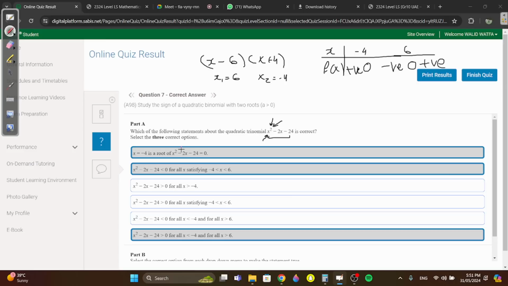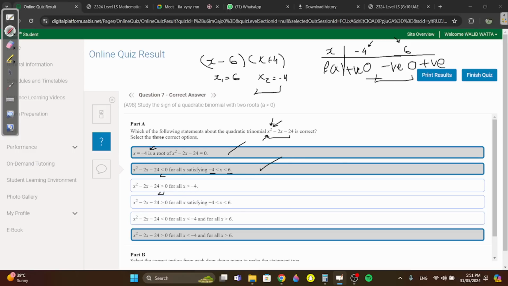Okay, let's see here now. Is x equals minus 4 a root? Yes, it is. Okay, when is it less than 0? It's less than 0 in between minus 4 and 6. Let's see. Is it less than 0 between minus 4 and 6? In between minus 4 and 6, yes, it's less than 0. So we can say it's less than 0 between minus 4 and 6. It's negative.